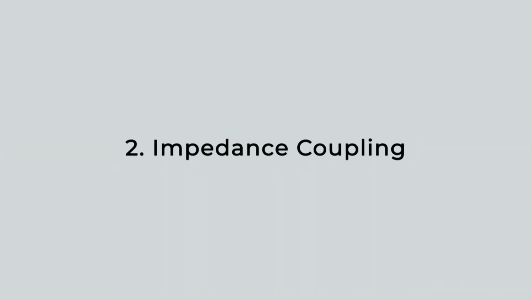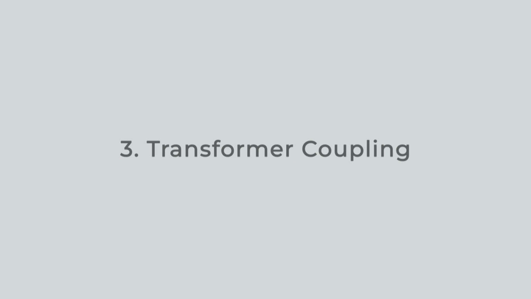Next one is impedance coupling. The coupling network that uses inductance and capacitance as coupling elements is called an impedance coupling network. Next one is transformer coupling. The coupling method that uses a transformer as the coupling device is called transformer coupling.